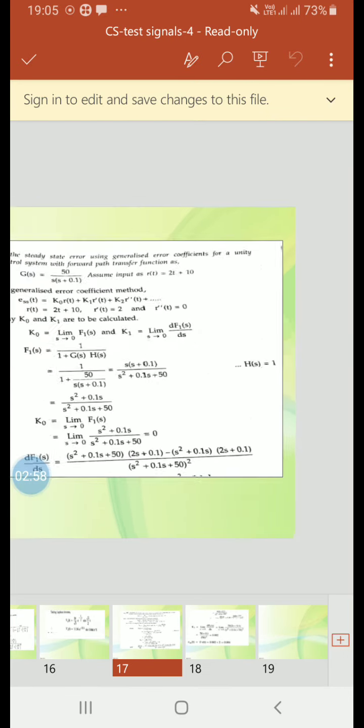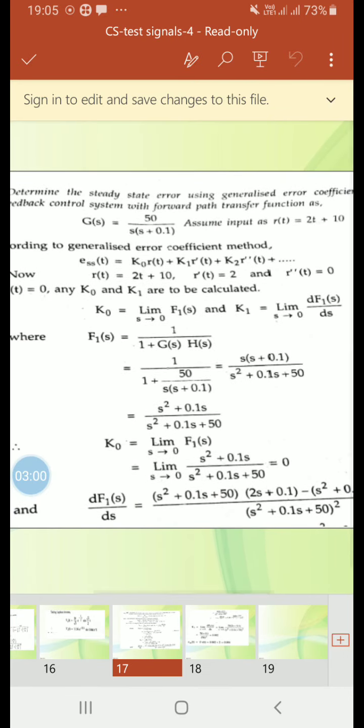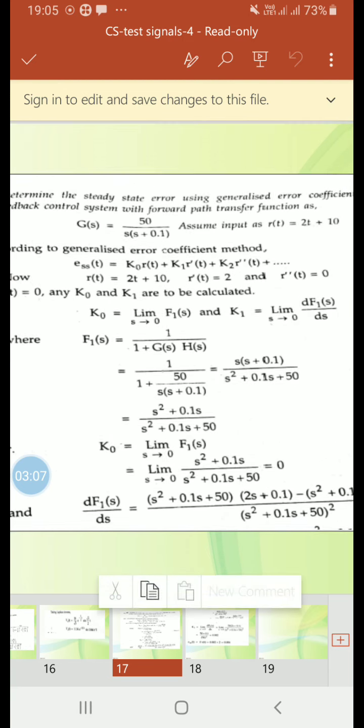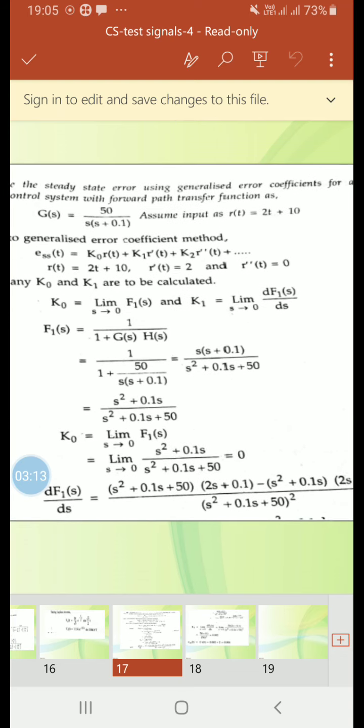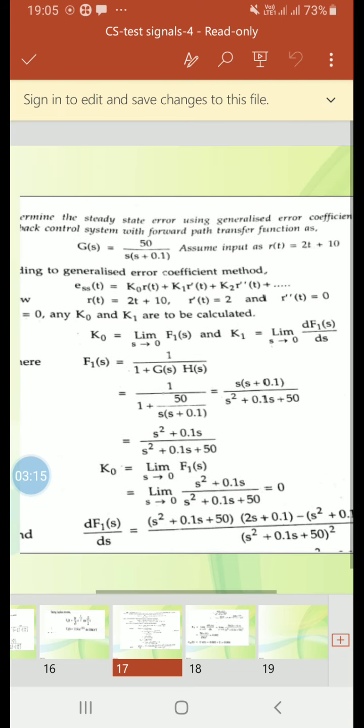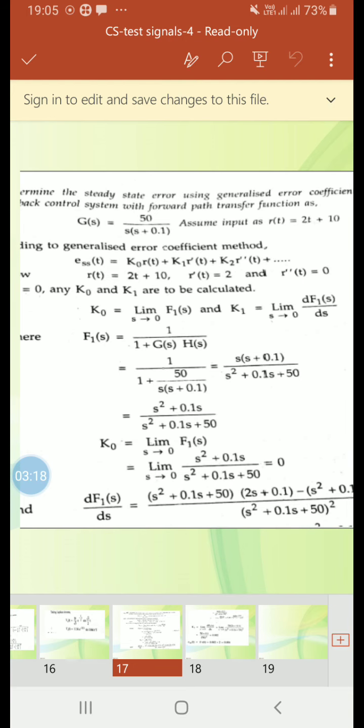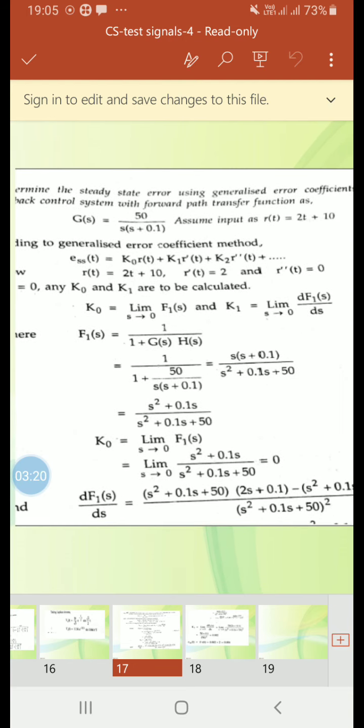So substituting, what you will get is F1(s) equal to 1 divided by 1 + 50/(s(s + 0.1)), which is equal to s(s + 0.1) divided by s² + 0.1s + 50. So which is equal to (s² + 0.1s) / (s² + 0.1s + 50). So k0 is equal to limit s tends to 0 of F1(s).